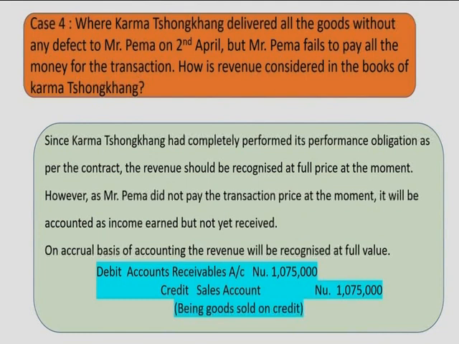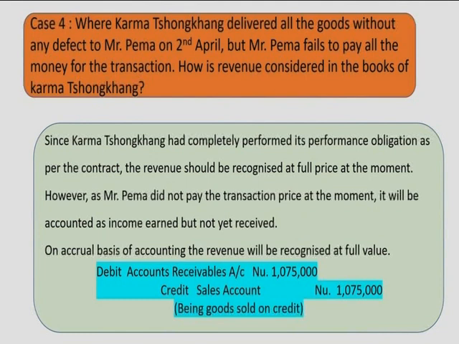But not yet received. Why is it called income earned? Because to generate that much income, Karma has already incurred the expenses. Therefore, this income is called income earned but not yet received. Payment has not been made at the moment, therefore it is called income earned but not yet received. So on the accrual basis of accounting, revenue will be recognized at full value.